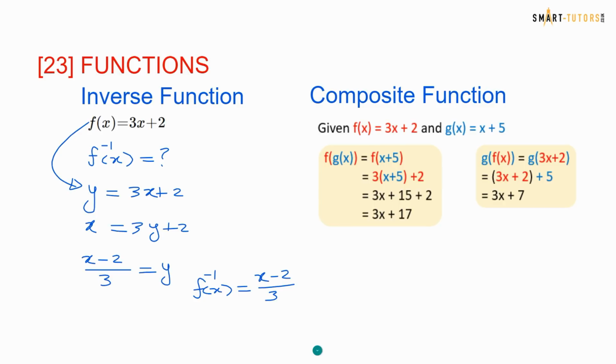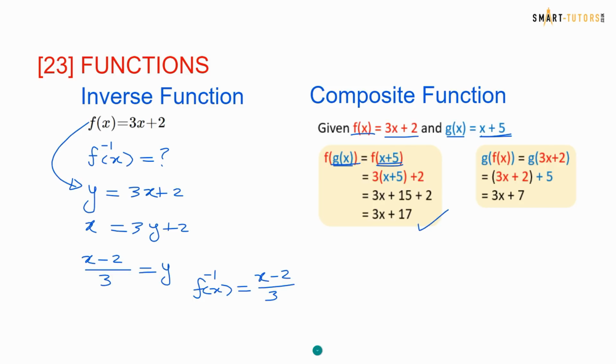Composite function. Composite function means two functions joined together. So f(x) function is given, g(x) function is given. f of g(x) means f of, you are replacing the g(x) with x plus 5. So f of x plus 5. In the f function, you are replacing the x with x plus 5. So 3x plus 2 becomes 3 times (x plus 5) plus 2. You simplify, you will get the answer.